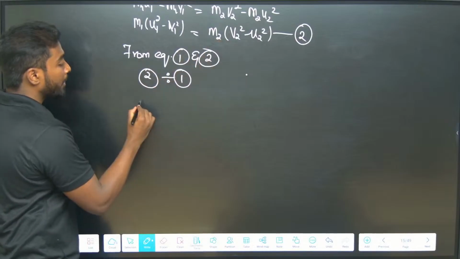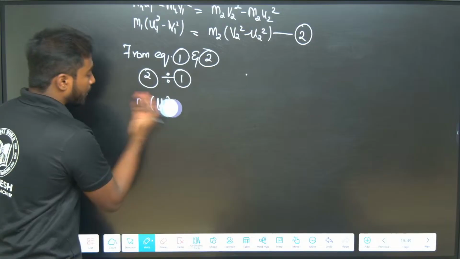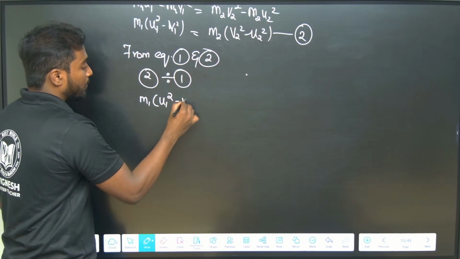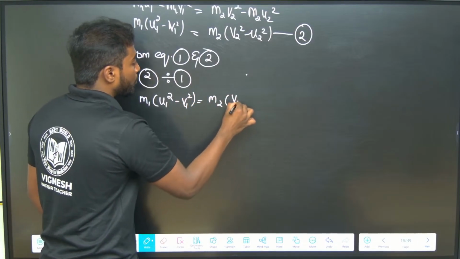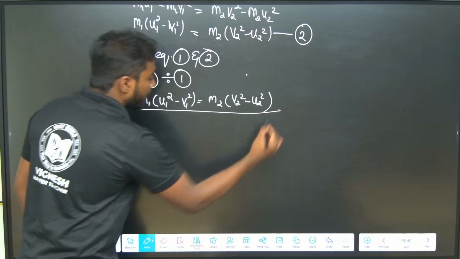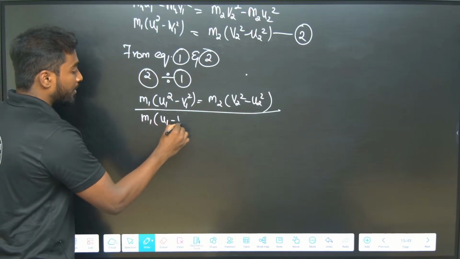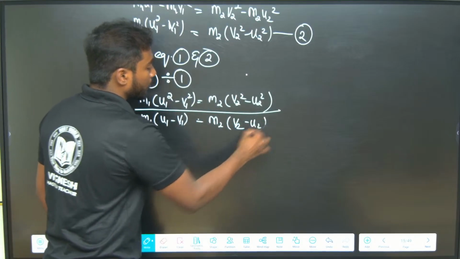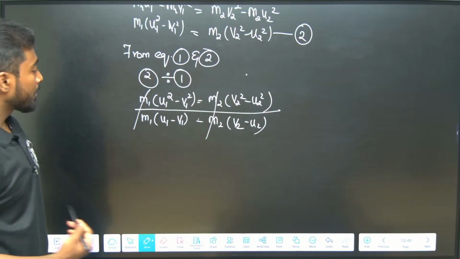What is equation 2? m1 of u1 square minus v1 square should be equal to m2 of v2 square minus u2 square. Divide by, what is the first equation? m1 of u1 minus v1 should be equal to m2 of v2 minus u2. Am I correct? Now m1 m2 got cancelled out.